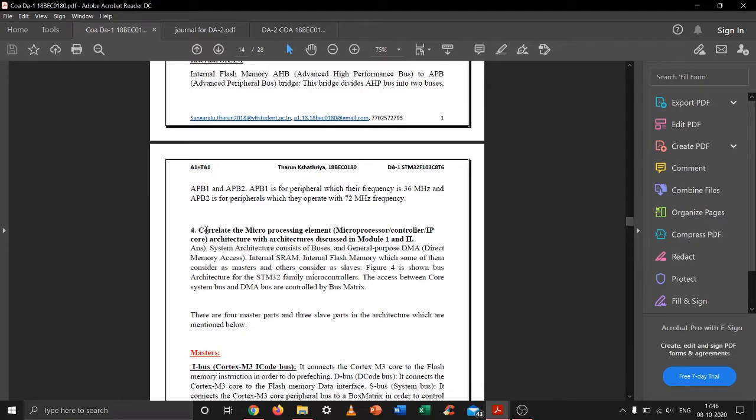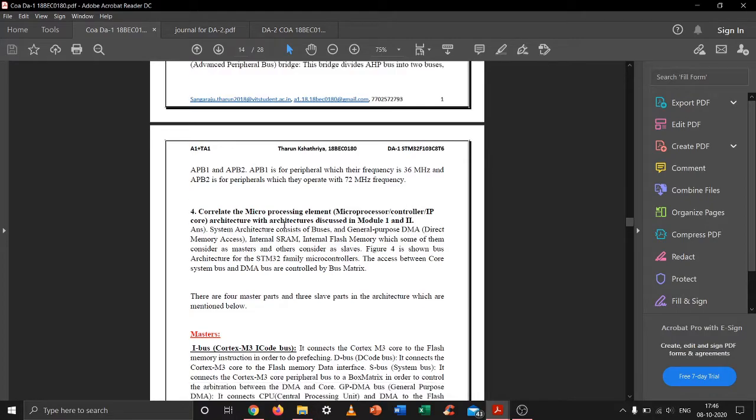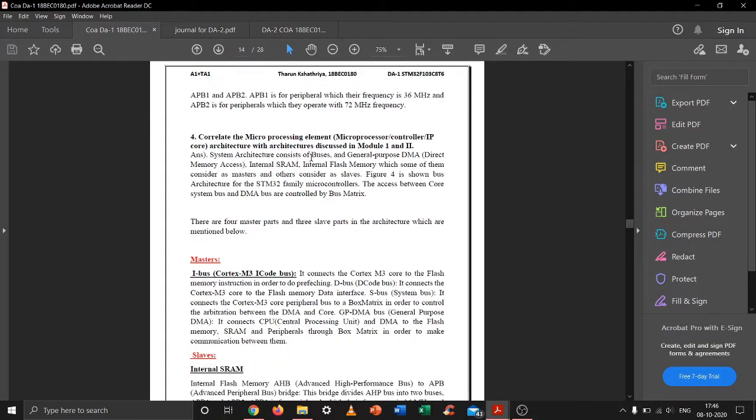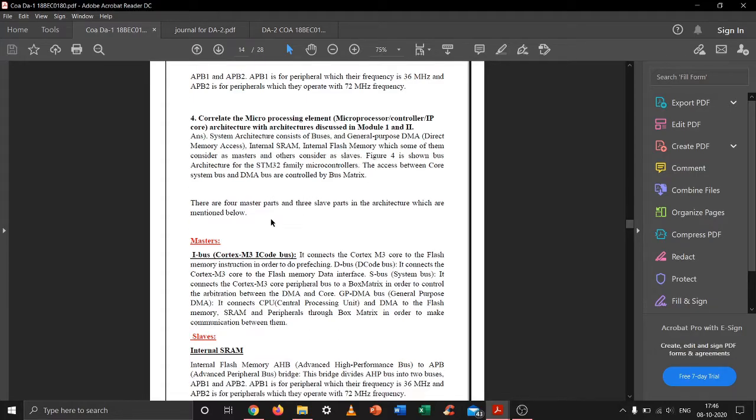And then next, coming to the fourth question, correlate the microprocessing element, microcontroller, IP core architecture with the architecture discussed in module 1 and 2. Here we need to compare the architecture with the syllabus discussed in module 1 and 2.